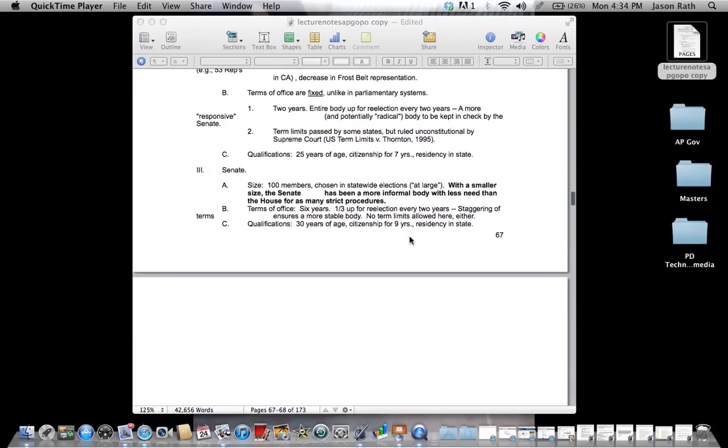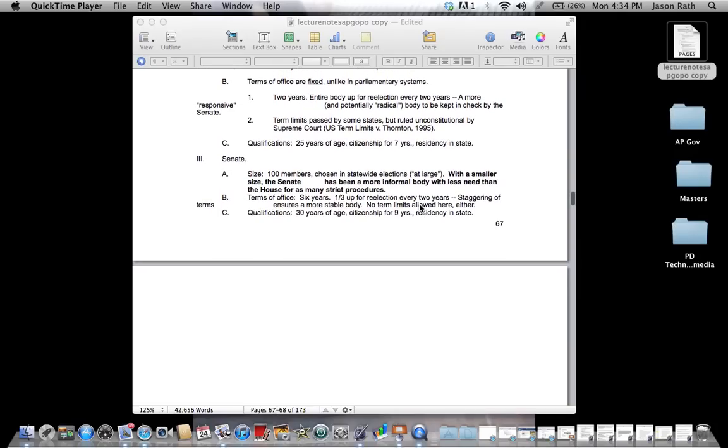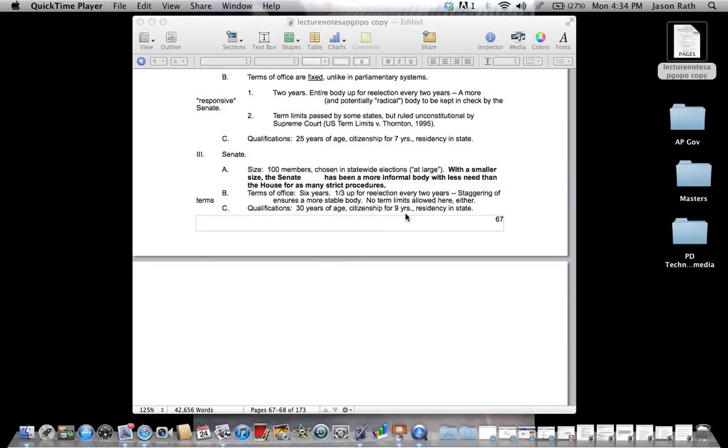Let's take a look at the Senate. Size is 100 members, chosen statewide by elections at large. With the smaller size of the Senate, there has been a more informal body with less need for as many strict procedures as the House. That means just the everyday running of the Senate. Terms of office, 6 years, a third up every 2 years. Staggering terms ensures a more stable body. No term limits allowed here either. Qualifications: 30. Why? Citizen 9 years and resident of the state.